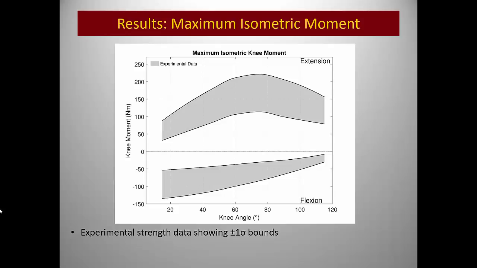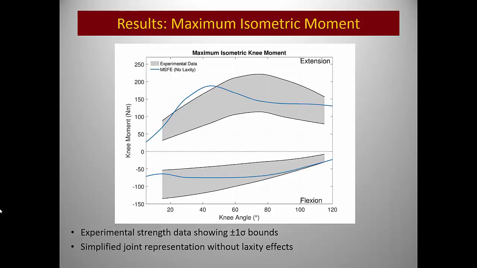At this point, we actually performed one additional simulation. Again, our goal was to show the difference between joint laxity and no joint laxity, and so we performed a maximum isometric flexion and extension task using kinematics obtained from our unloaded knee extension. So in other words, we simplified our model and removed the joint laxity effect. Those results are seen here.